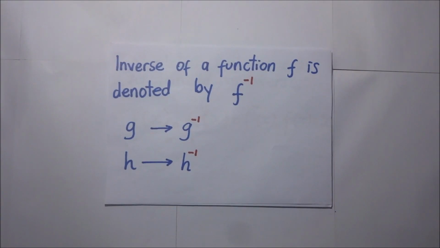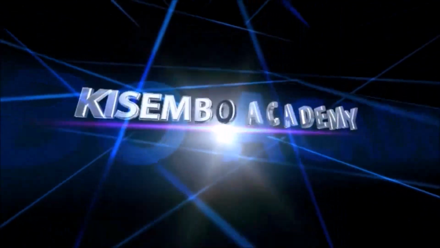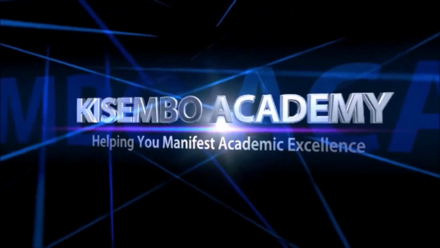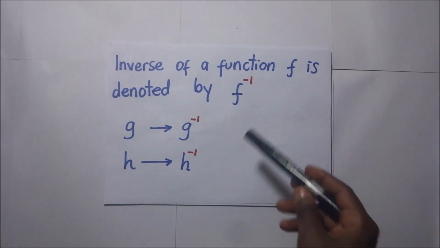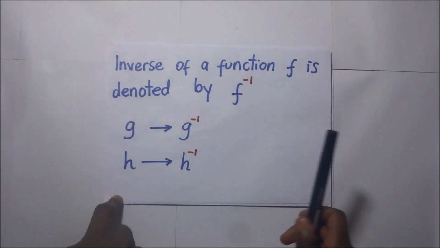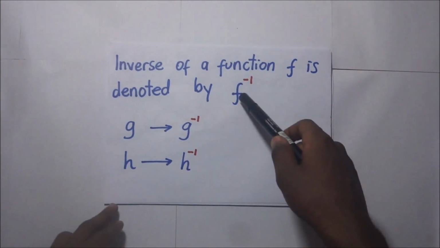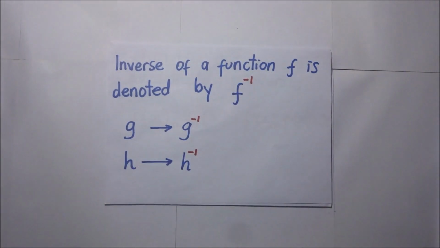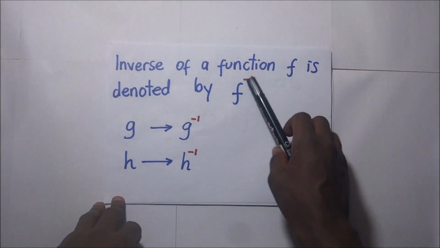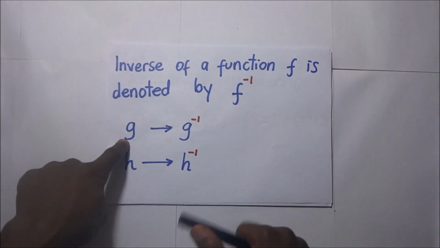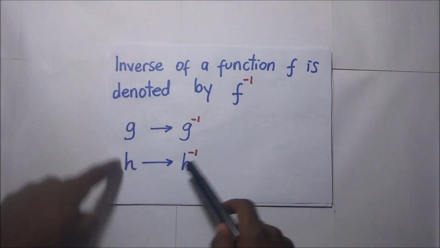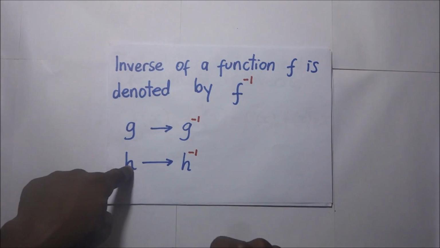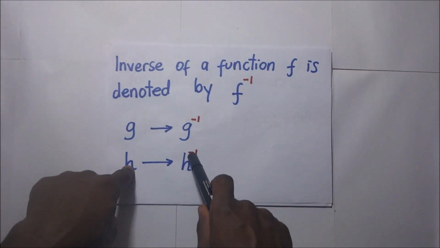In this session, we get to look at the inverse of a function. Speaking of an inverse of a function, it is another way of saying the reverse of a function, and it is denoted by that power -1. We know that functions can be labeled as f, g, h, or any letter. The inverse of a function is denoted by that power -1. For example, if the function is labeled g, the inverse of the function will be g to the power -1. If the function is labeled h, the inverse of that function will be h to the power -1.